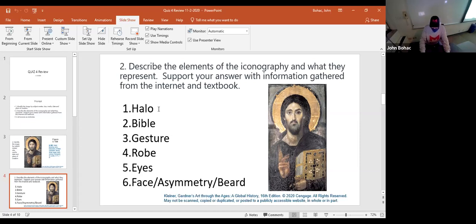Those were the kinds of things I was expecting you to find. Some of you got all of those. I was satisfied if you got at least 4 of them. So that part was good. Halo, a surprising number of people did not mention the halo.